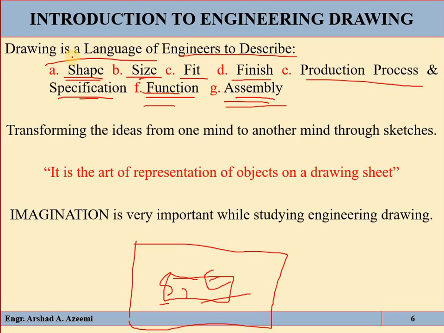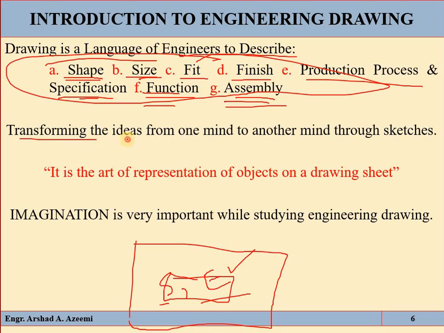If all of these factors are satisfied, if all of this information is present in an engineering drawing, then we will say that it is a universal drawing, meaning each and everyone will understand it easily. So drawing is transforming the idea from one mind into another mind.